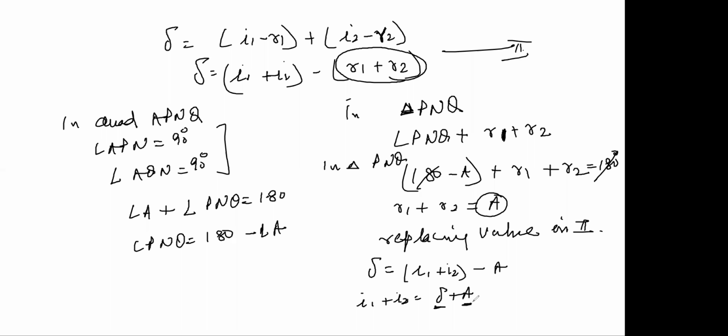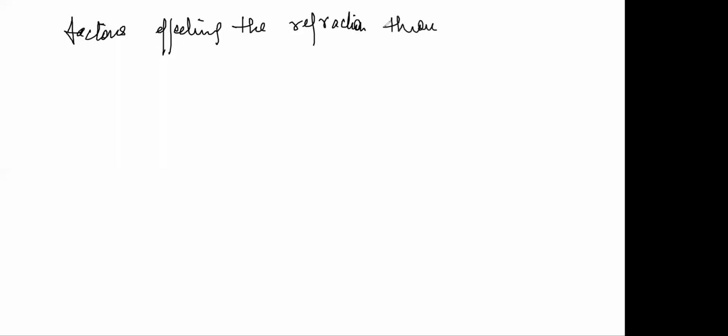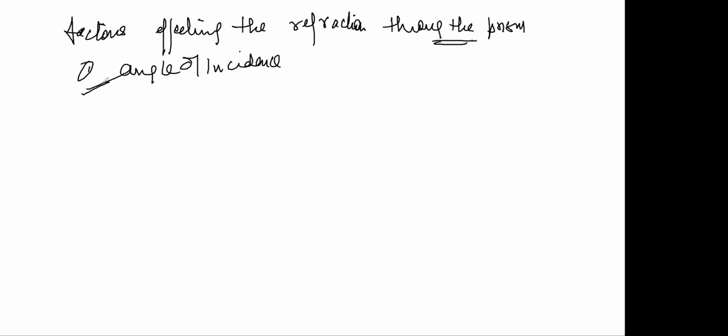So this is clear and already done. Now I am taking the factors affecting the refraction through the prism. The first point is the angle of incidence, and it's a very important point. They've been asked in the exam repeatedly.